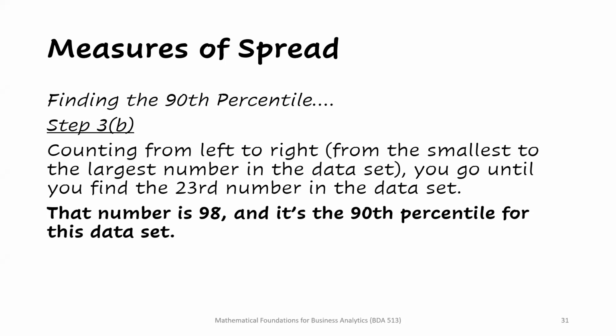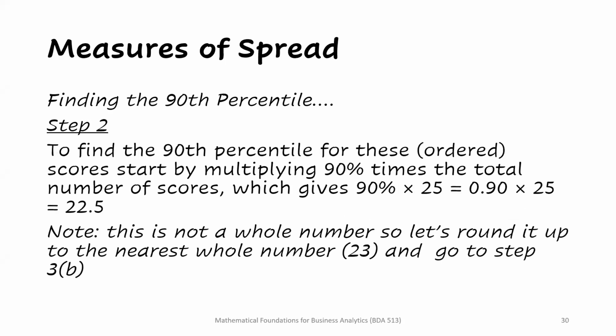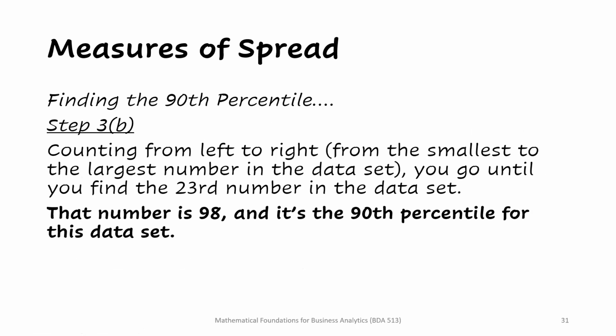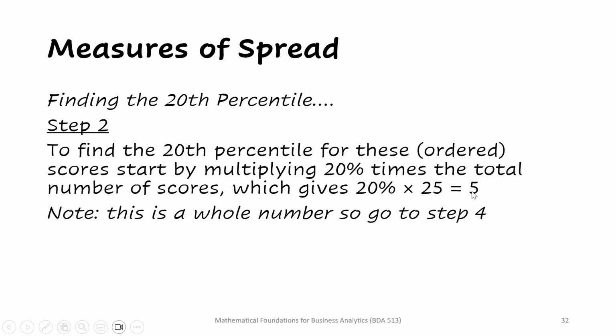Okay, so let's see the 20th percentile. It's still the same process. We've ordered them, so let's say step 1 is done already. We've ordered the numbers, and because it's 25 observations, we multiply by 20 percent. If we do that, what you get is 5. This is a whole number.